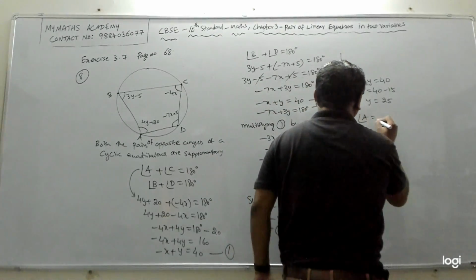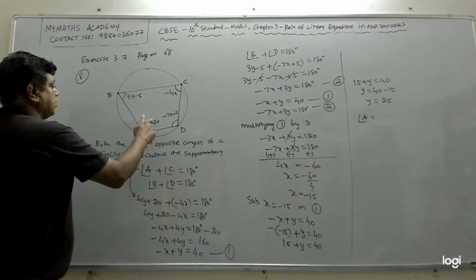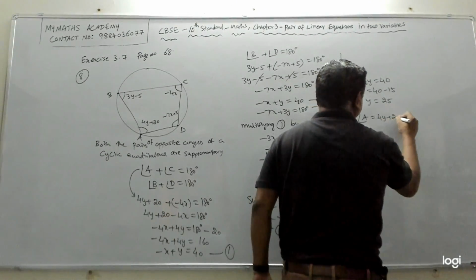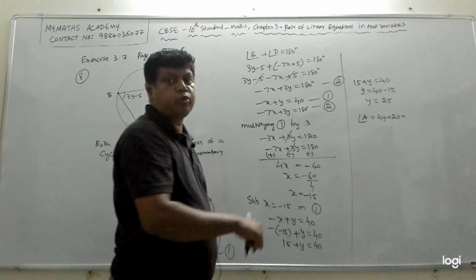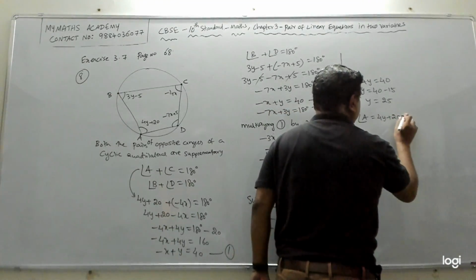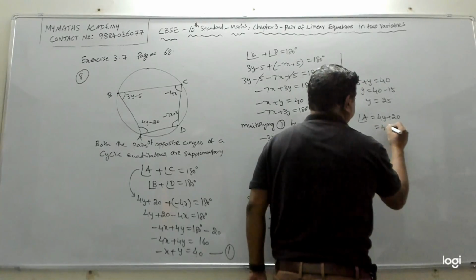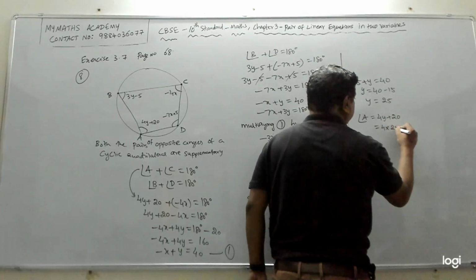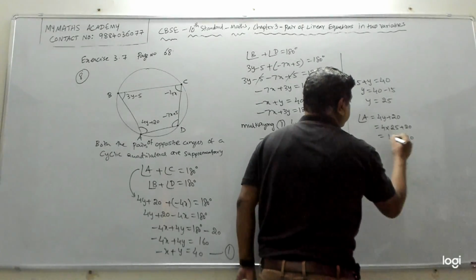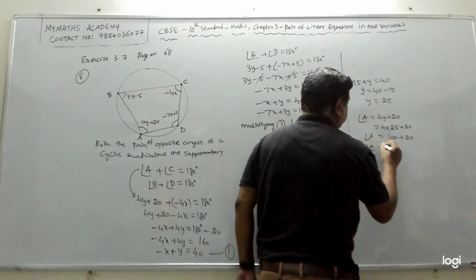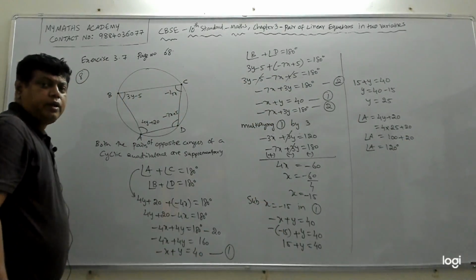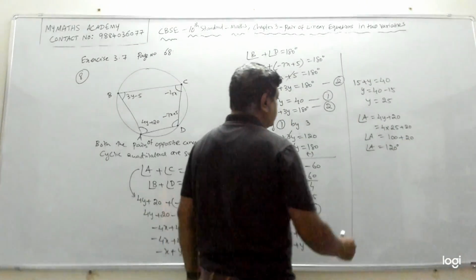Angle A is what? 4y plus 20. That is equal to, now I am going to substitute the value of y as 25 here. So my A becomes equal to 4 into y, 25, plus 20. So 4 into 25 is 100. 100 plus 20. So my angle A becomes 120. My A is 120.